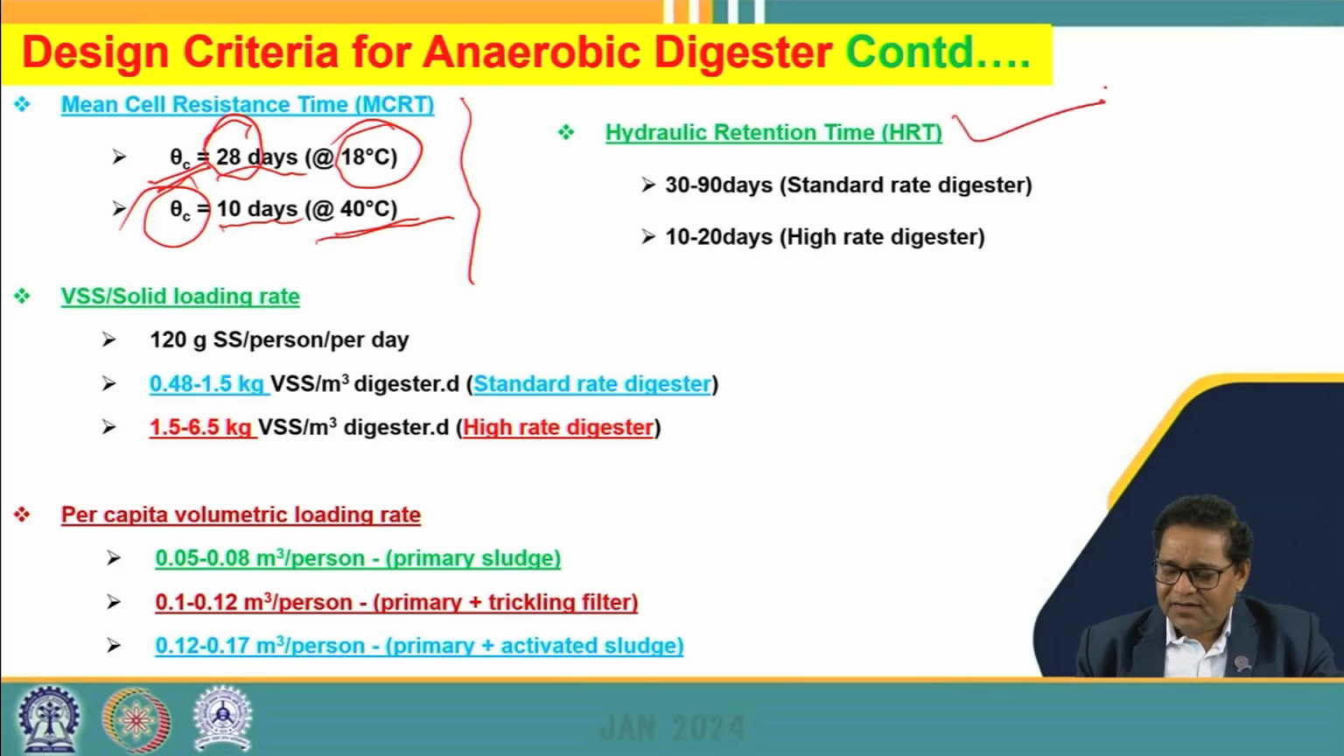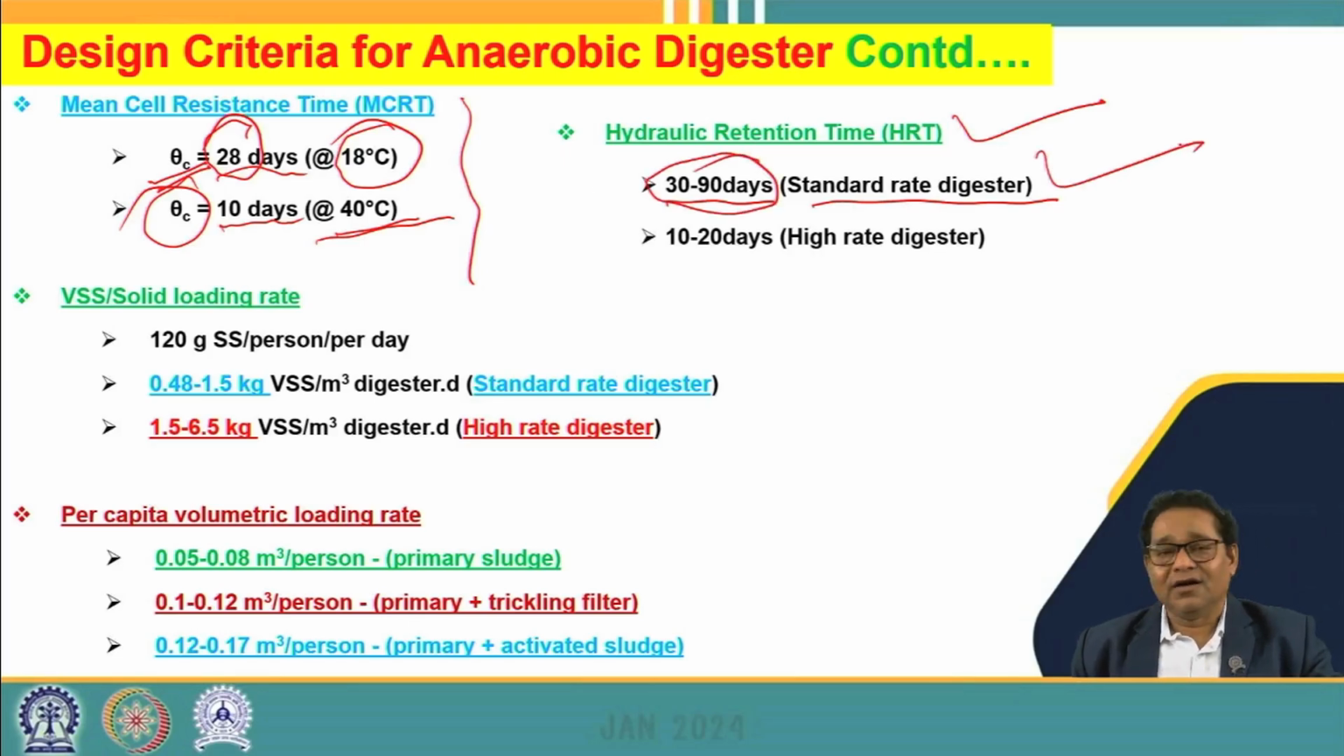And similarly, there is the hydraulic retention time. As we know, the hydraulic retention time is the time for which the liquid or the wastewater remains in the tank. For a standard rate digester, the HRT criterion is 30 to 90 days, meaning 1 to 3 months, whereas it is very less in the case of a high rate digester, within 10 to 20 days. So the digestion process in a high rate digester can be completed earlier as compared to the standard rate digester.